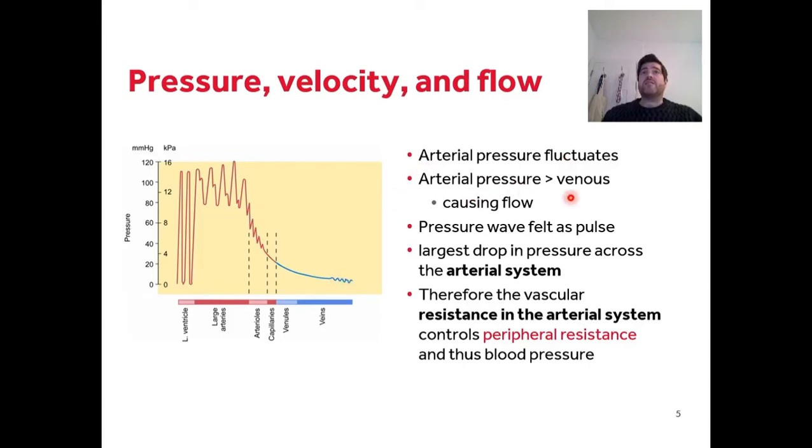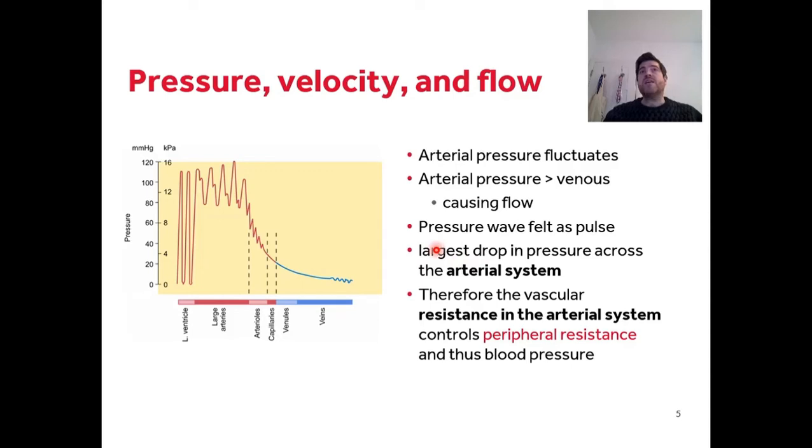And this creates flow across the cardiovascular system, but this pressure wave that we see in the arterial system can be felt as your pulse as well. So it causes a pulse because there's a change in the pressure in the arterial system.